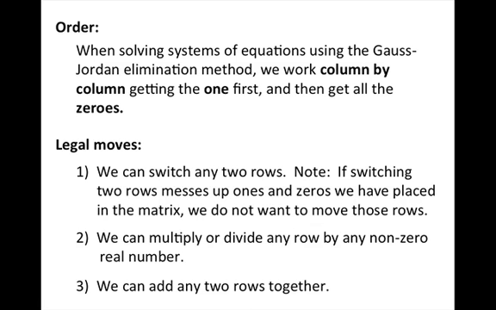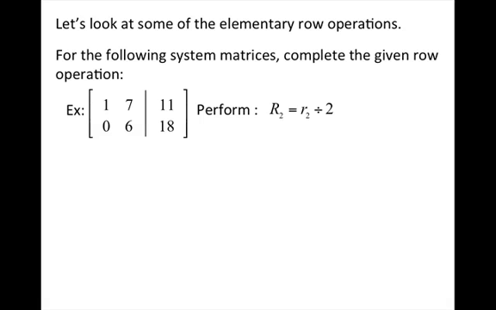And finally, we can add any 2 rows together. So let's look at some examples of using these row operations. Our legal moves are called elementary row operations. So for the following system matrices, complete the given row operation.